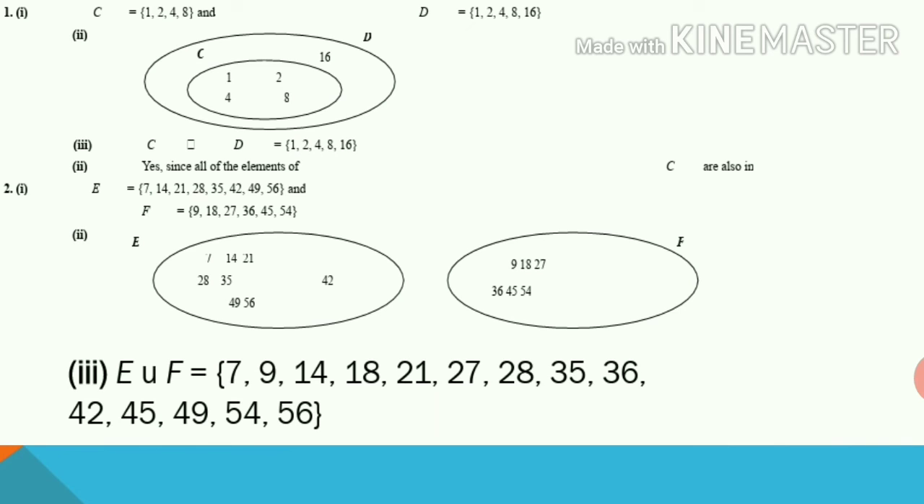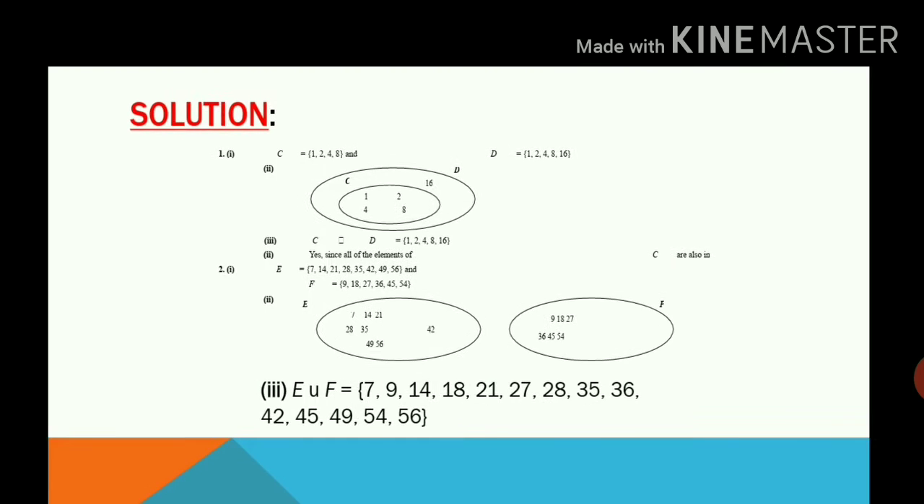And in F you write down the multiples of 9. So 9 ones are 9, 9 twos are 18, 9 threes are 27, 9 fours are 36, 9 fives are 45 and 9 sixes are 54. So this is how you have to write down the multiples, and these are the elements of E and F.